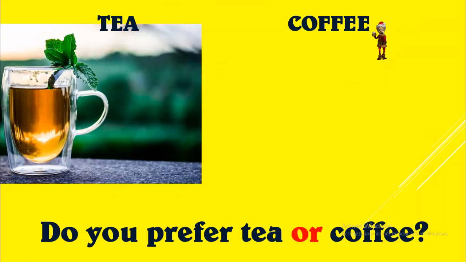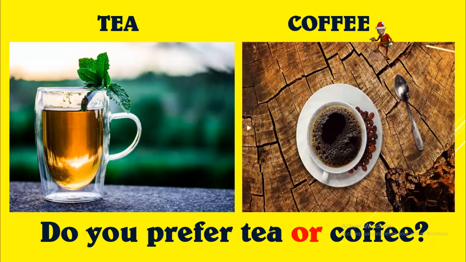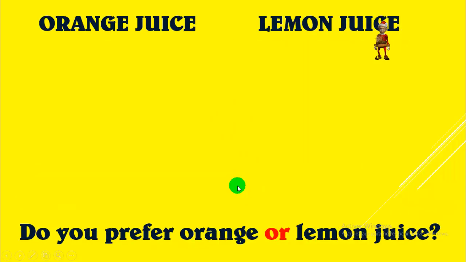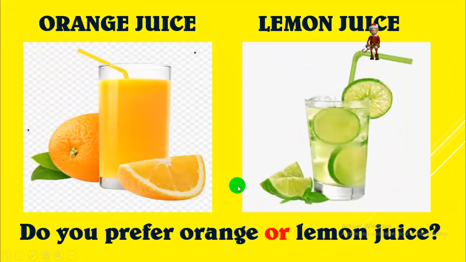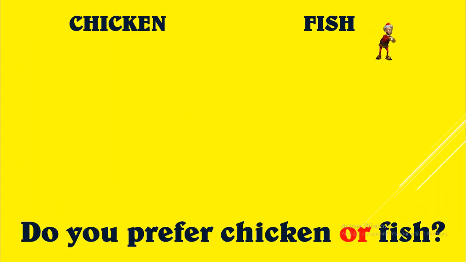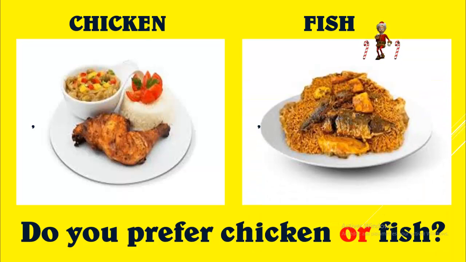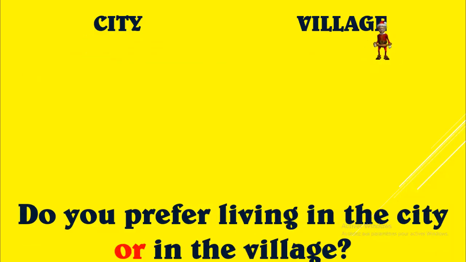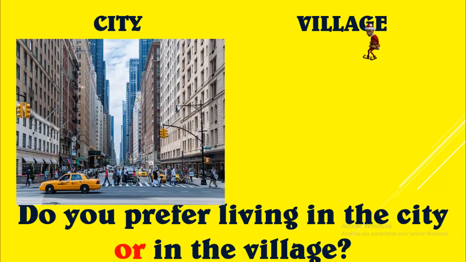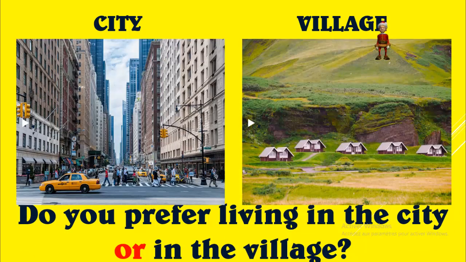Example, when you are asked to choose between tea and coffee, do you prefer tea or coffee? And here you have or. You prefer tea or coffee. How will you express your preference in English? We'll come back to it in a few seconds. Another choice, do you prefer orange juice or lemon juice? How will you express yourself in English? Chicken or fish? Do you prefer chicken or fish? And the last example, do you prefer living in the city or living in a village?